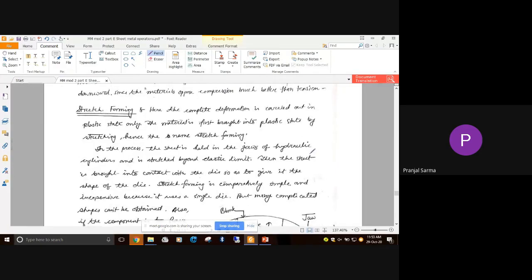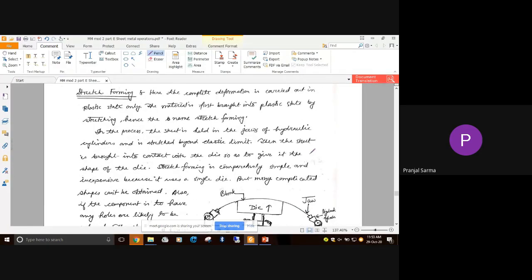Next topic we'll be discussing is stretch forming. So what is stretch forming? These processes are small processes, very easy processes, made to work with sheet metal. There are multiple operations, so you just have to know them. Once you go through it, it's very easy. Okay, so now stretch forming.